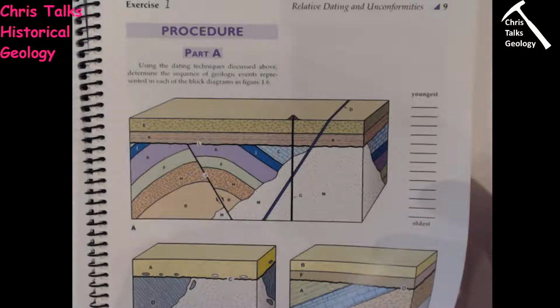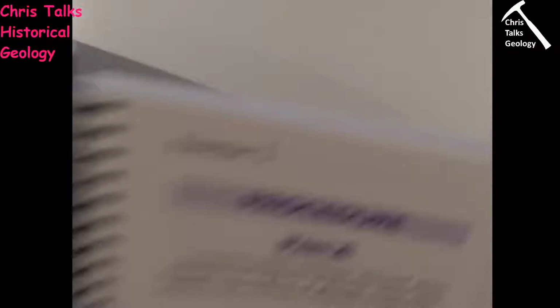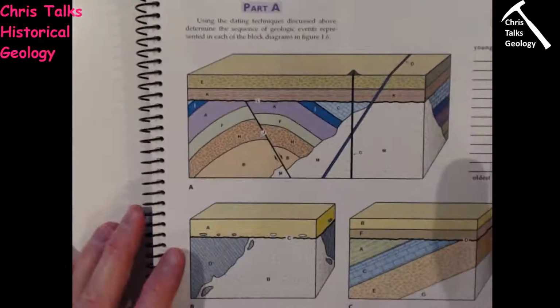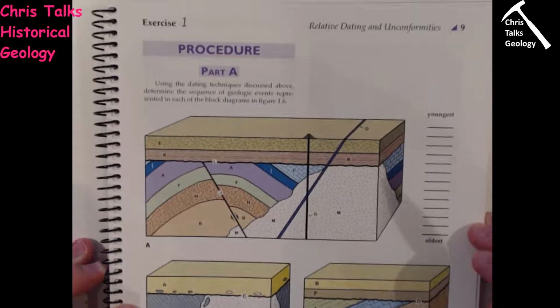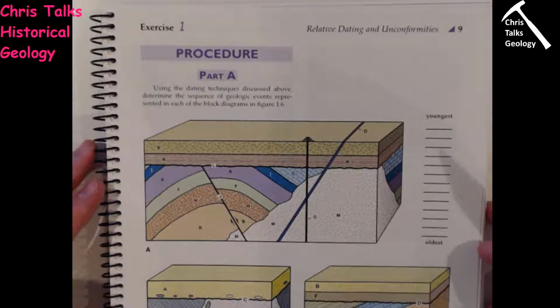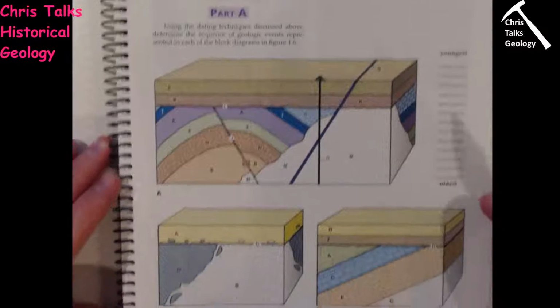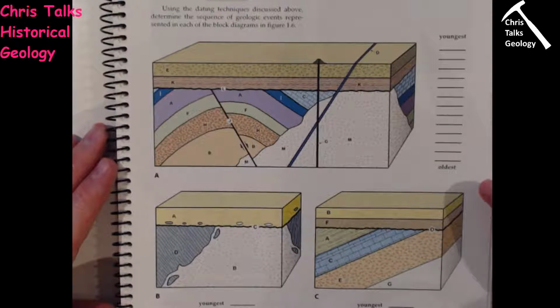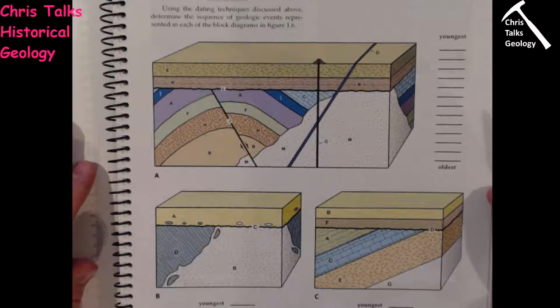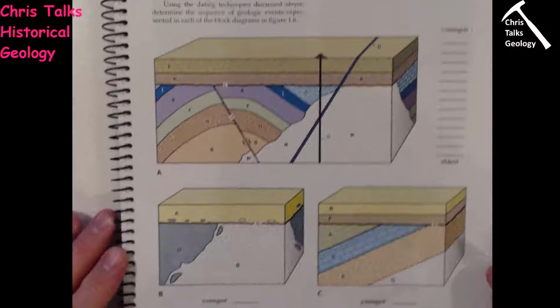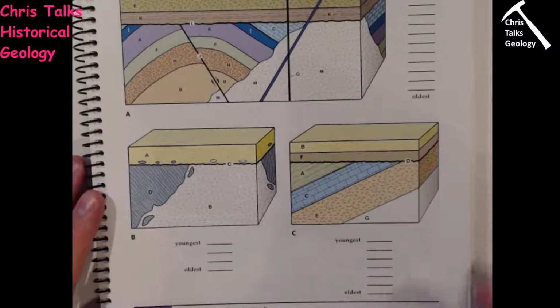Simple. So part A of exercise number 1 is relatively straightforward. I'm sure you remember these diagrams from when you took physical geology. They're the standard block diagram, and the aim is to put the rocks in a chronological sequence from oldest to youngest. Remember, in order to do this you have to take into account things like superposition, cross-cutting relationships, the principle of inclusions, and unconformities. So let's have a look at this one here.